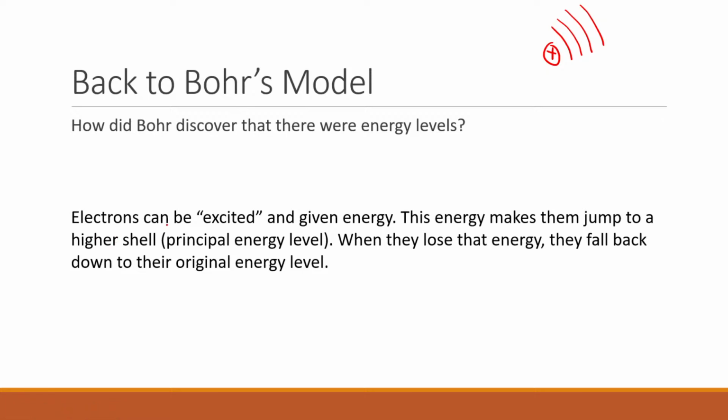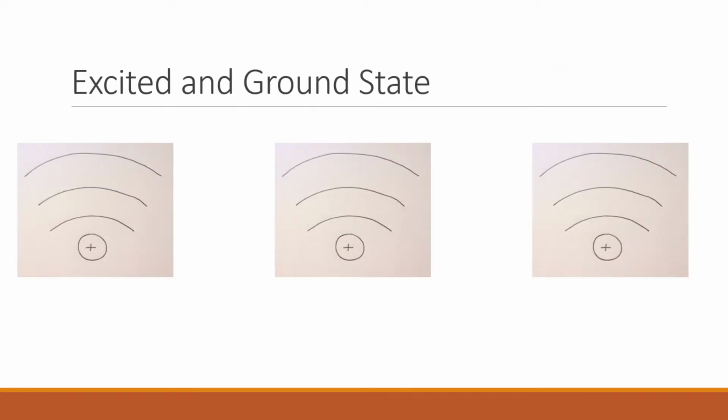Right? He determined that electrons can be excited and given energy. This makes them jump up to a different shell, and then when they come back to their original shell, when they return to what we're going to call the ground state in a second, they release that energy back. And since some of the energy is used to jump, it doesn't come back 100%. Right? So we only get those specific packets of energy back. Right? Let's look at that in a little more detail.